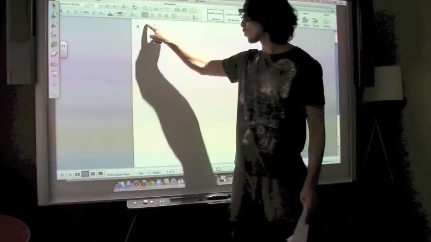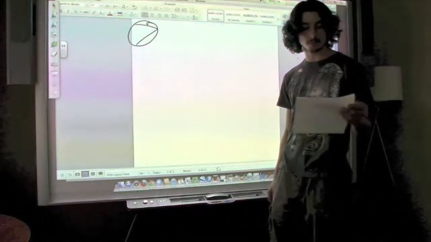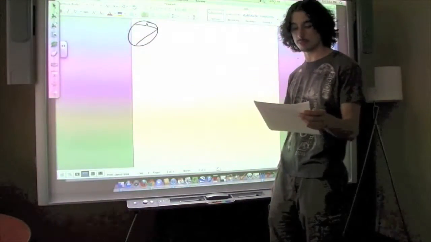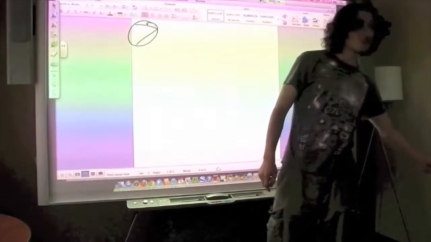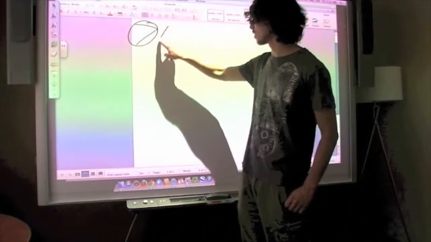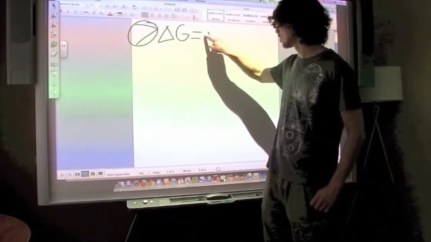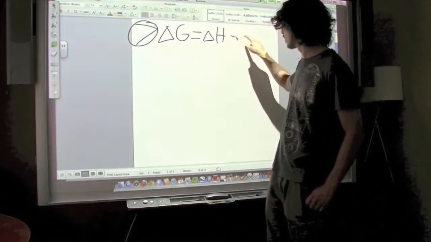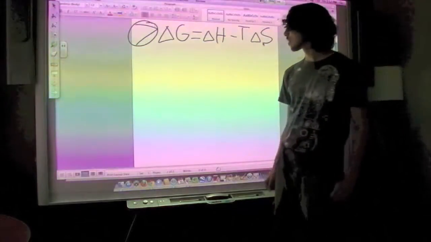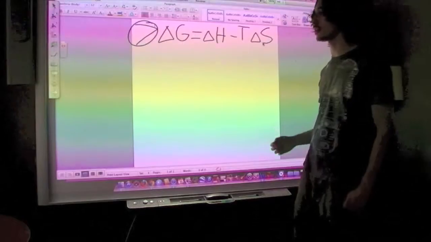So I'll be going over question 7 from the week 1 worksheet. It asks you to think about the spontaneity of a reaction in terms of the Gibbs free energy equation. And then it asks you to consider several examples. So first let's write down the Gibbs free energy equation. Delta G is equal to delta H minus T delta S. So this is your enthalpy term, temperature term, entropy term.